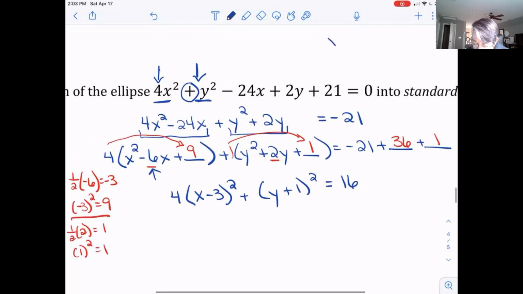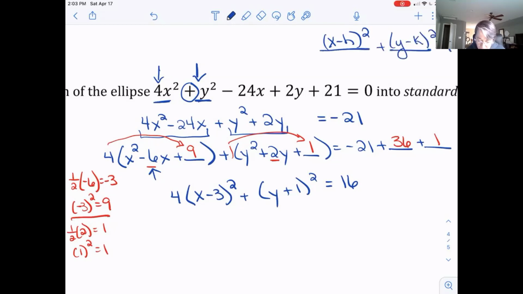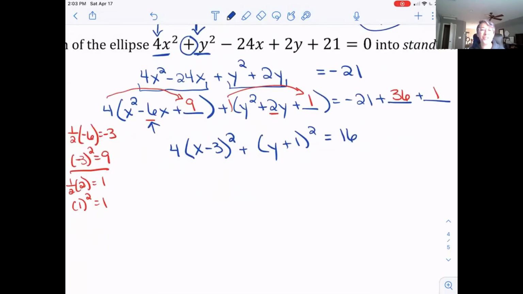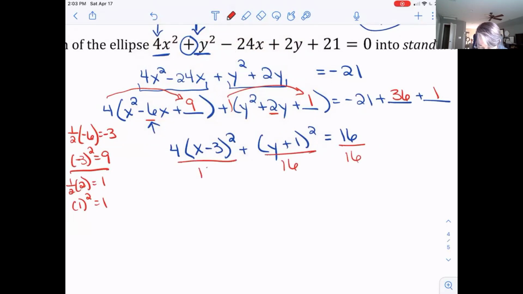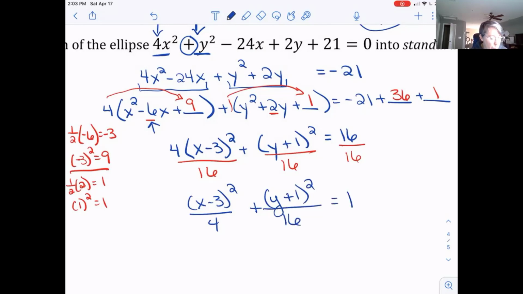But again, we're dealing with an ellipse. So what does an ellipse look like? X minus h quantity squared plus y minus k quantity squared equals 1. And then either an a or a b, a squared, b squared, but those two may be switched. We don't know. So we have to get it equal to 1. So we're going to divide everybody by 16. So we get x minus 3 squared divided by 4 plus y plus 1 squared divided by 16 equals 1. We put it in standard form.